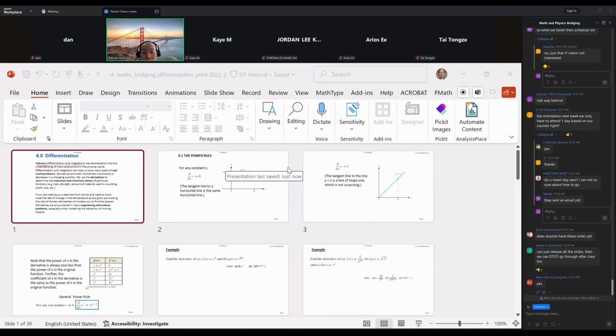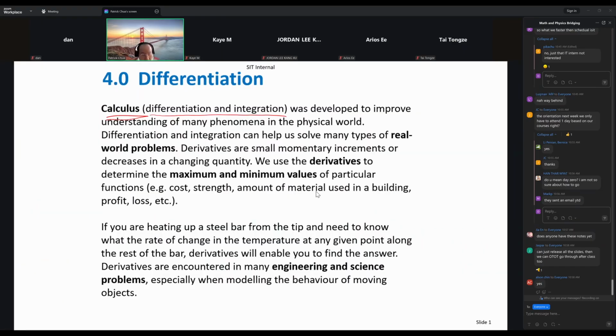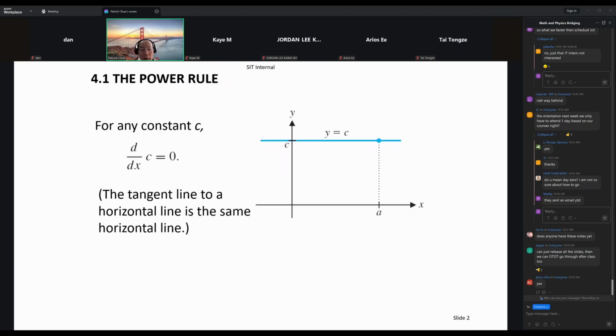Integration. Can you see the slides? Okay, you can see the slides. All right. So calculus, which is differentiation and integration, is encountered very commonly in practice. Okay, let's look.